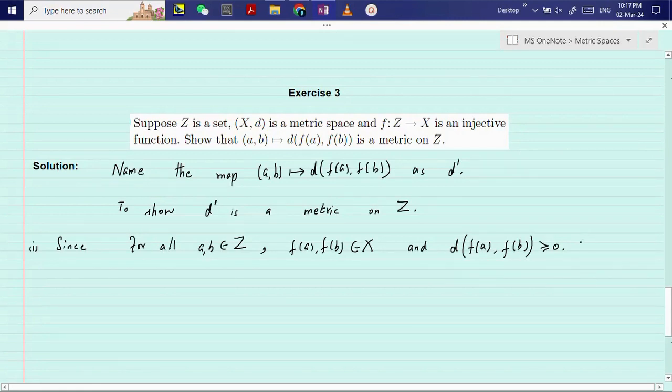Hence d dash of AB, which is equal to d of f of A, f of B, is non-negative, because this is equal to d dash of AB, because we name this map as d dash. Hence the non-negativity of d dash is proved.